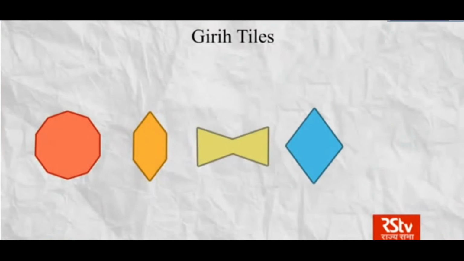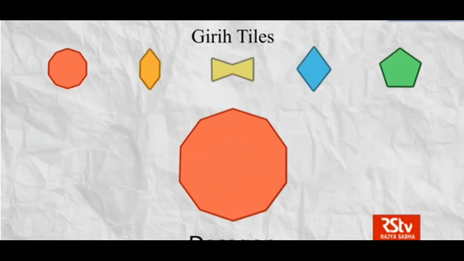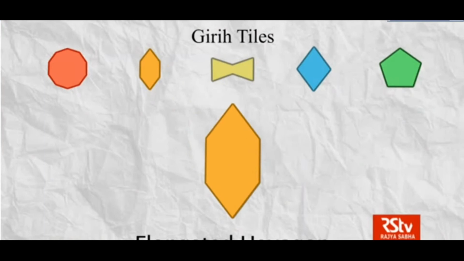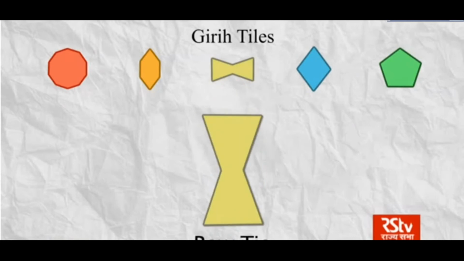These were the tiles: a regular decagon with 10 interior angles of 144 degrees, an elongated irregular convex hexagon with interior angles of 72 degrees, 144 degrees, 144 degrees, 72 degrees, 144 degrees, and 144 degrees. A bow tie non-convex hexagon with interior angles of 72 degrees, 72 degrees, 216 degrees, 72 degrees, 72 degrees and 216 degrees.